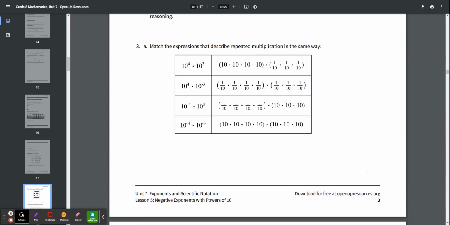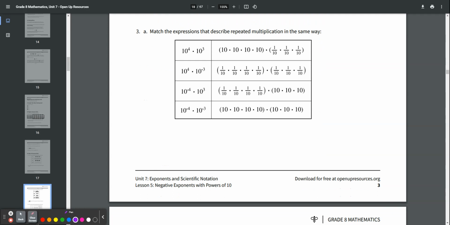We have a little bit more matching. This one I'll make sure that we go pretty quickly. We see both of these as product of powers. 10 to the 4th times 10 to the 3rd tells me that I can use a product of powers to match up 4 plus 3. I see a group of 4 here and a group of 3 here. That shows me all that multiplication. This is the first one, 10 to the 4th times 10 to the 3rd.